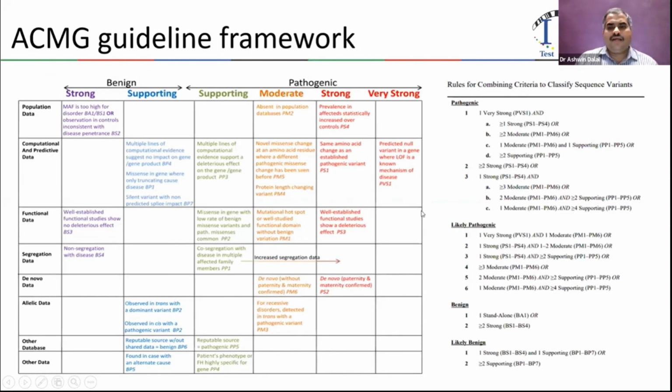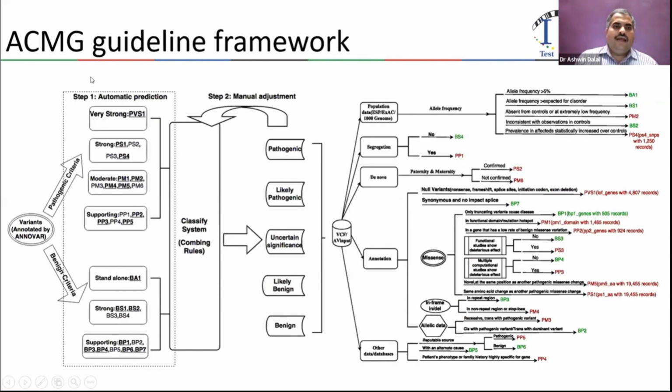And for this, different kinds of quantitative measures are used based on the evidence that we saw just now. So we don't have to go into the details of all these, but we should remember that the 28 criteria include the evidence that we discussed just now to classify a variant as benign or pathogenic. And you can have various different flowcharts to make things easier for us.